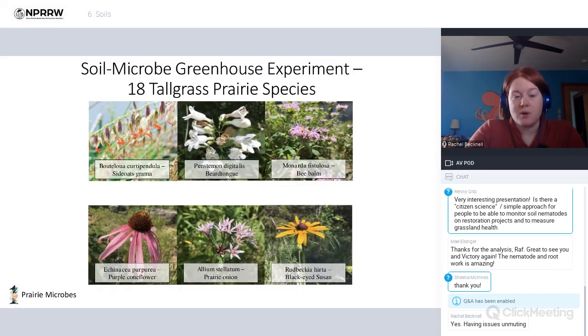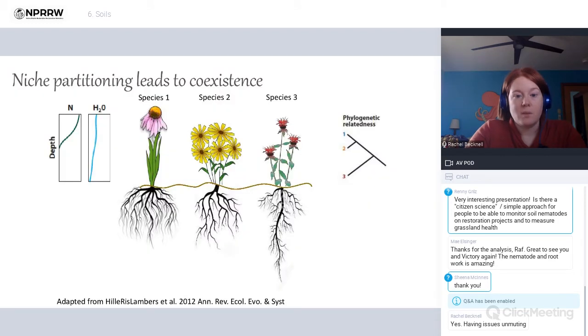Right. So my experiment utilized 18 different tallgrass prairie species that are native here in Missouri. But first I wanted to go into a little bit of the theory behind the project that I did. The traditional explanation for how many different species can coexist in one place is that of niche partitioning. So if you look at this example, we have species 1, 2, and 3. Species 1 and 2 are more closely related to each other. They're in the aster family. And species 3 is more distantly related to those species. It's in the mint family.